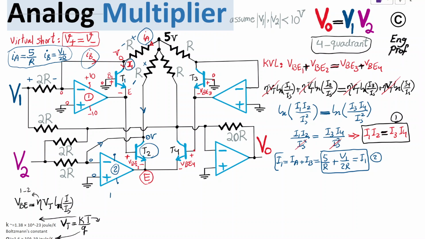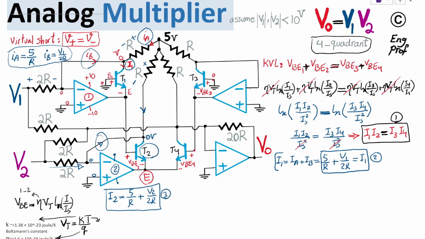I would say the current of transistor T2 is equal to the top current, which is 5 divided by R, because that's the voltage across R. So 5 divided by R. And this current is now the one that is coming from V2 through the 2R, so it's just V2 over 2R. Okay, great. Let's keep this as equation 3.